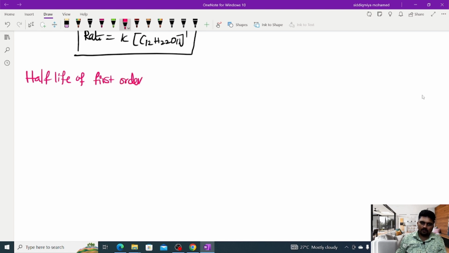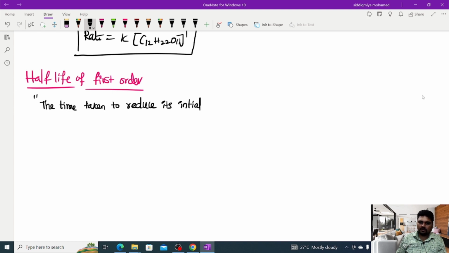Half life of first order. The definition is the same for half life. How do we define it? The time taken to reduce the initial concentration of the reactant into half is called the half life of first order.